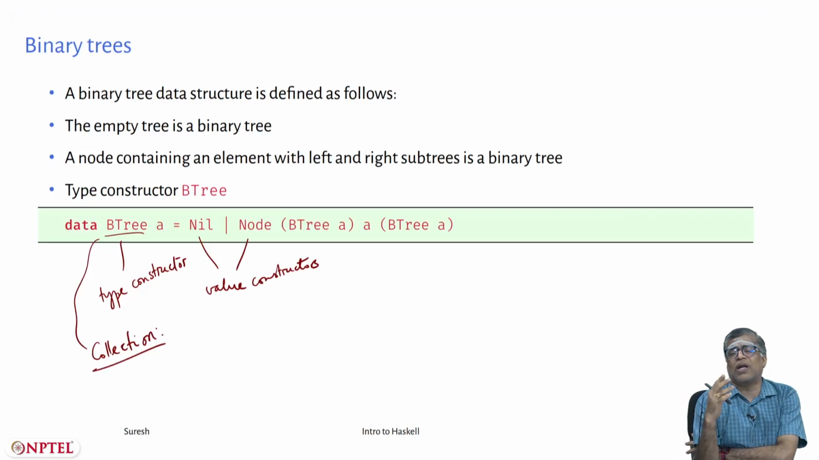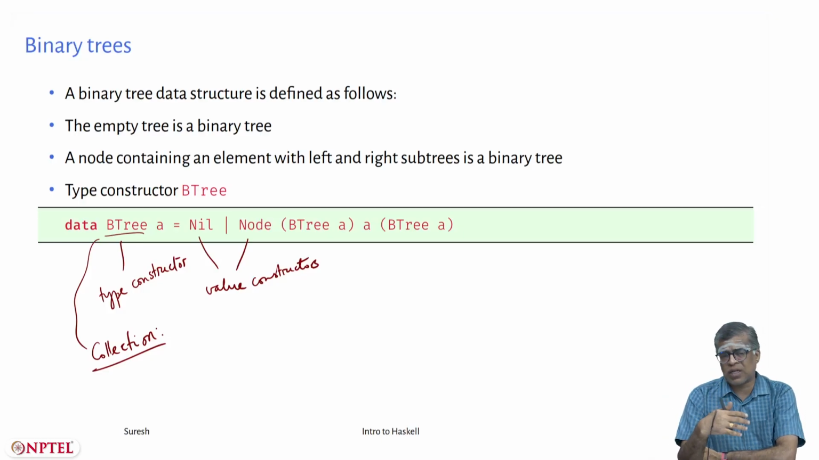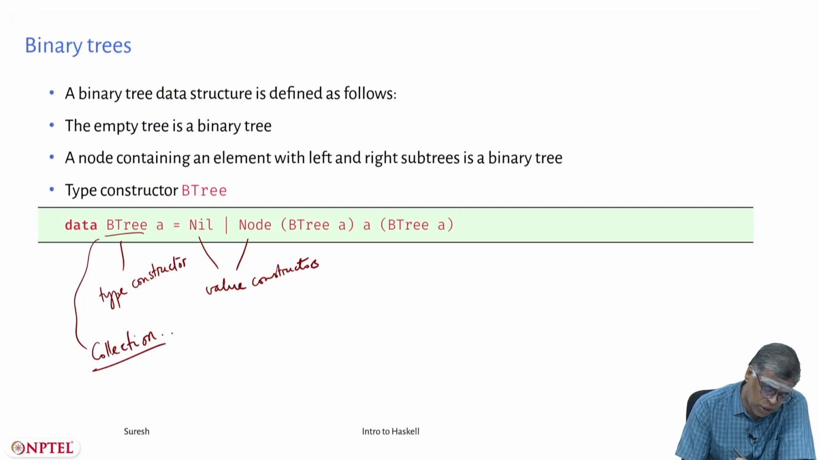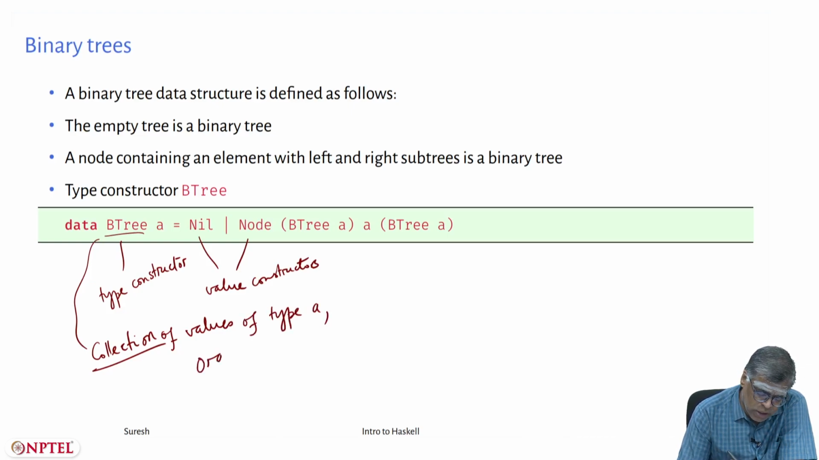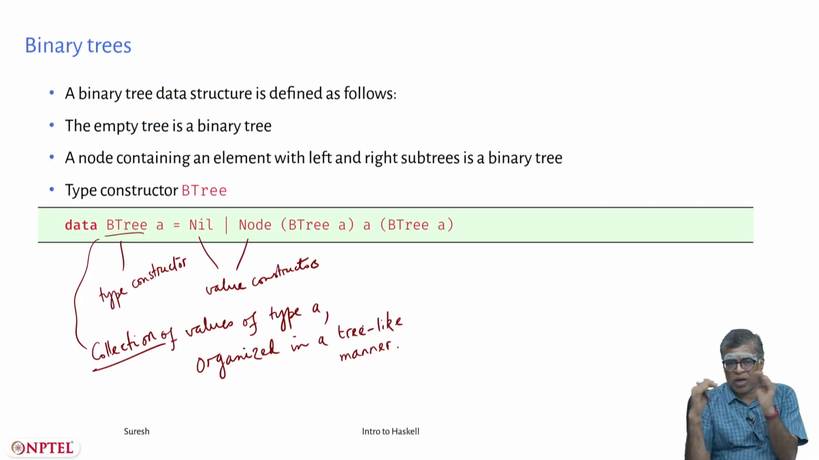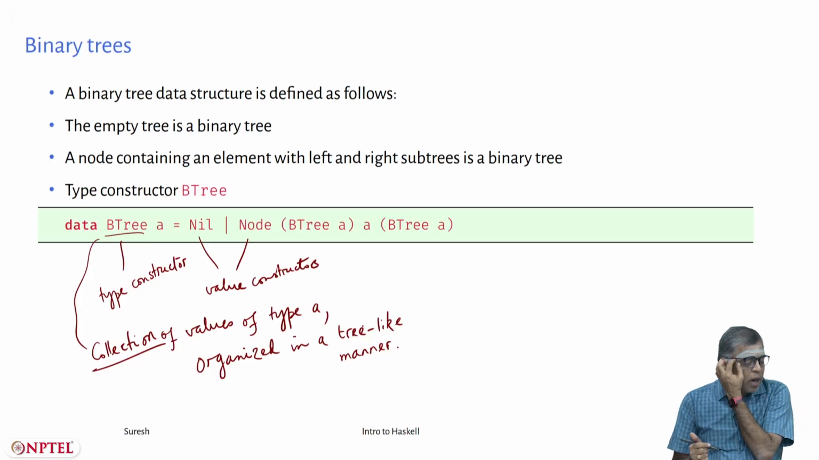Normally you would collect elements of type A in a list. That is what we have seen, and that is the most ubiquitous in Haskell. But there are other ways of organizing your data. So this is a different collection of values of type A organized in a tree like manner. You are not organizing the elements of type A in a tree like manner, rather you are organizing your collection in a tree like manner. Okay, and what is this useful for?